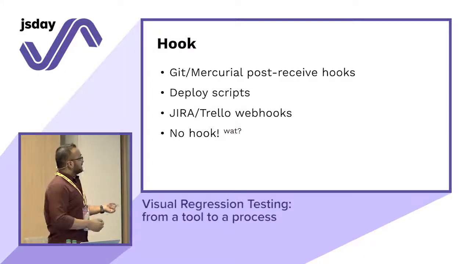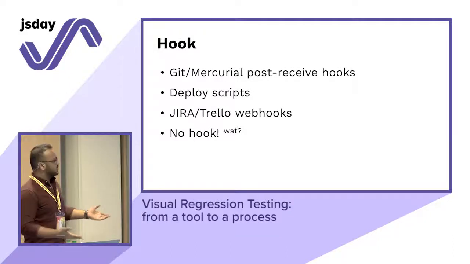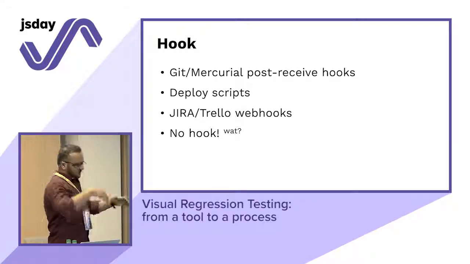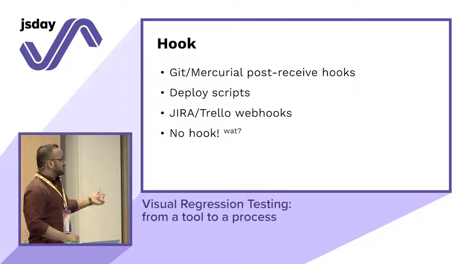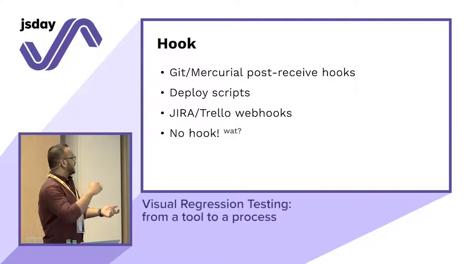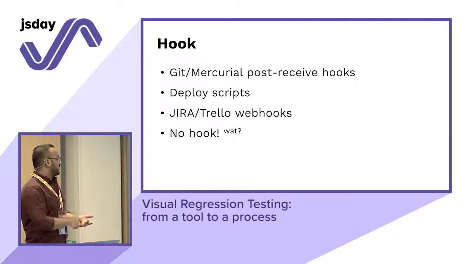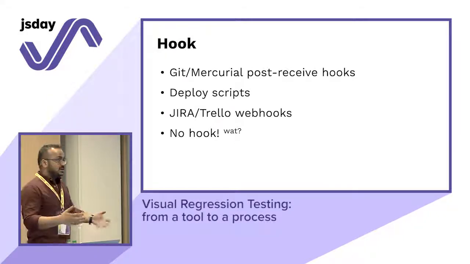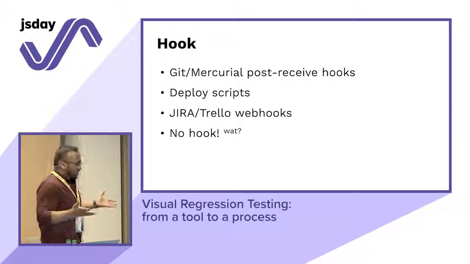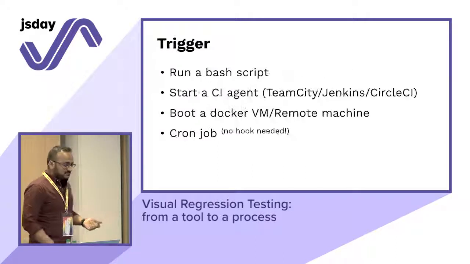Or you can have deploy scripts. For example, you deploy your websites probably via some scripts every day. So you can say, as soon as I deploy my website, run something else, do a VRT. You can have Jira, Trello webhooks. For example, if you pass your ticket to QA and you have used Jira, Jira has webhooks, which allow you to trigger different processes based on what you want. And the last, you can have no hook, which is very strange, but I'll get to that in a minute.